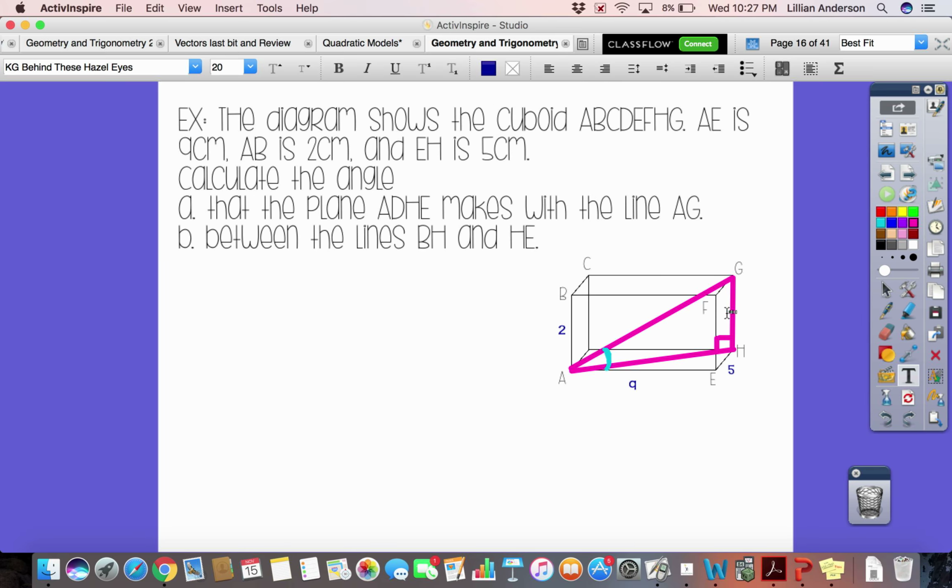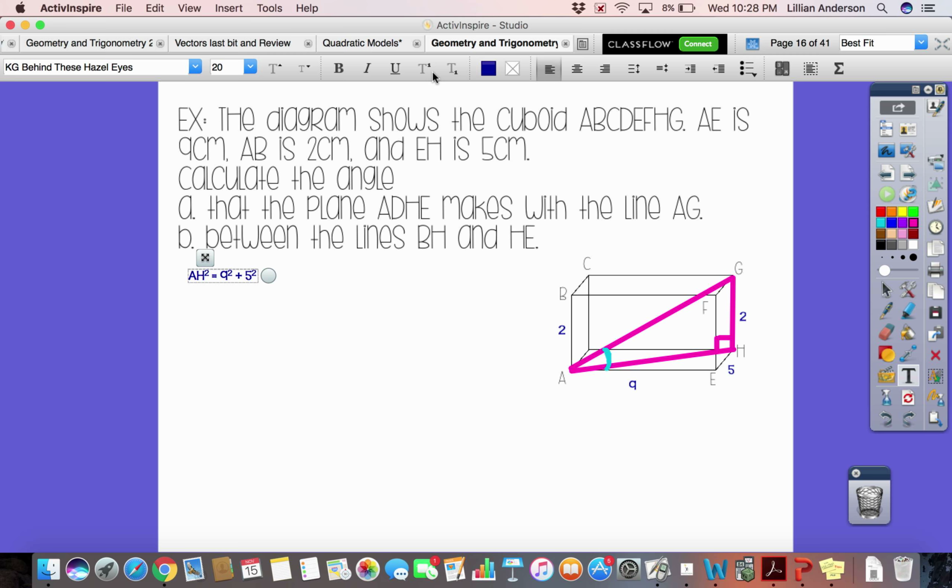Now, we already know that GH is 2. It's the same measure as AB. In order to find this angle, we're going to need at least one more side. We're going to need AG, or we're going to need AH, so that way we can use SOHCAHTOA. If you look down at the bottom, you will see that AE is 9 and EH is 5. From our skills from the other day, we can use the Pythagorean theorem to find AH. So let's set that up. AH squared is going to equal 9 squared plus 5 squared.